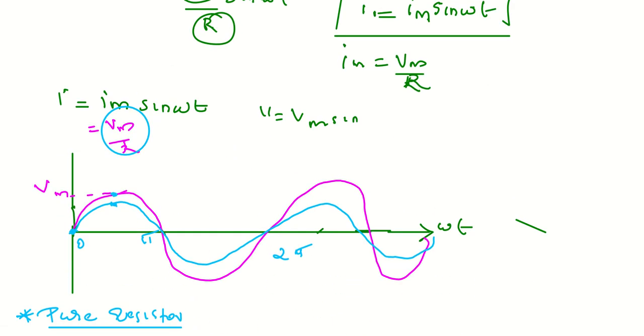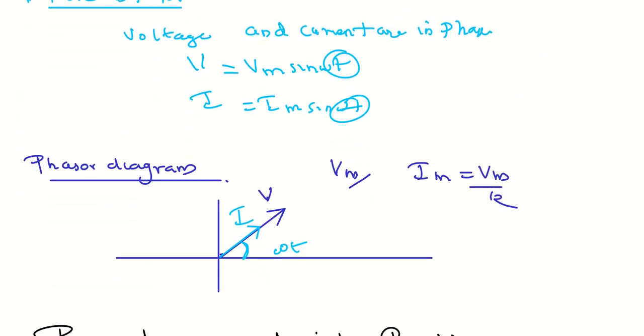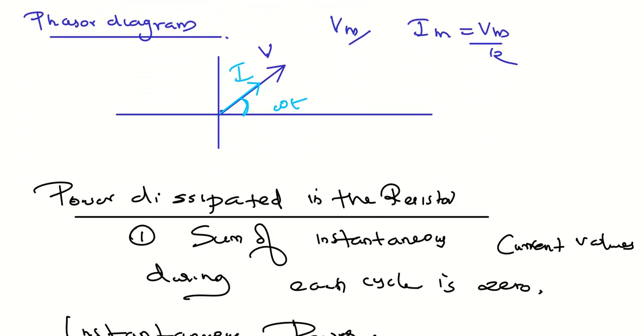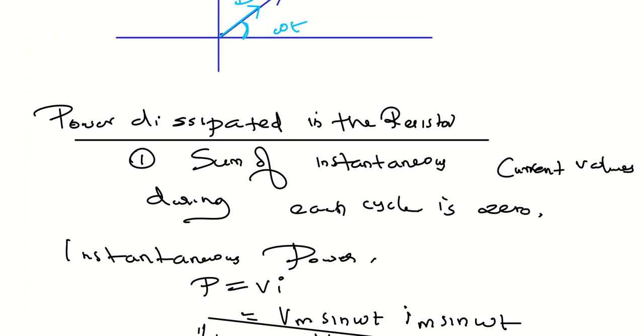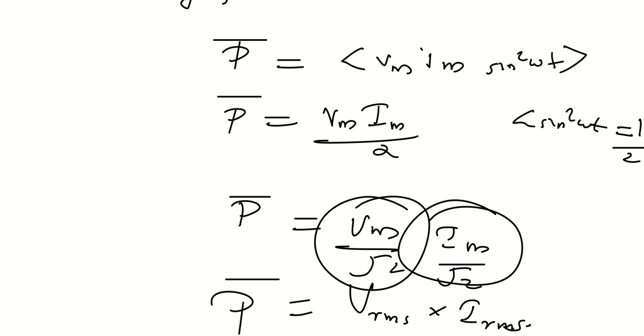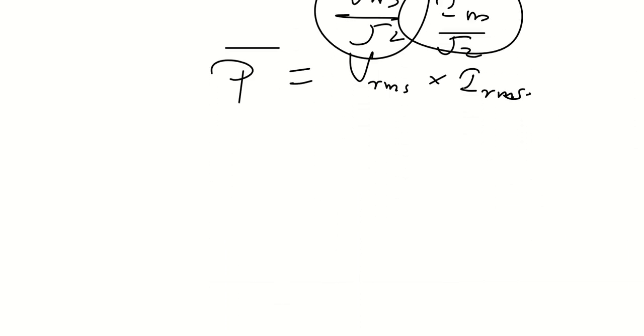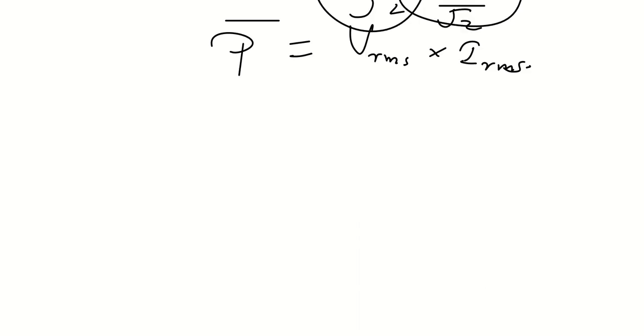That will give you I is equal to Im sin omega t, V is equal to Vm sin omega t, and we know from the phasor diagram that they are in phase. The sum of instantaneous current values during each cycle is 0, instantaneous power is just the multiplication, and the average power is Vrms into Irms. Vrms is equal to Vm by root 2, Irms is equal to Im by root 2. Okay, all clear? Next we are going to find what is meant by RMS.